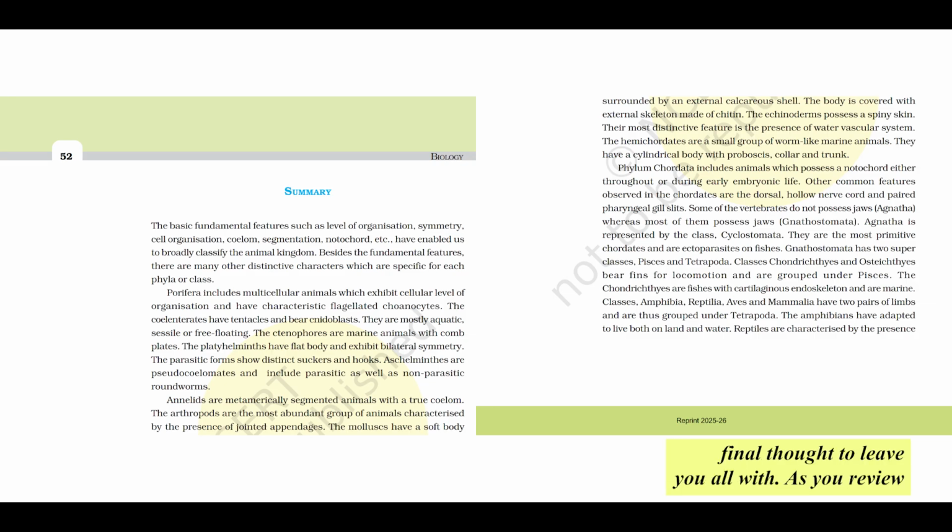Excellent advice. And one final thought to leave you all with. As you review this incredible, intricate hierarchy of life that we've explored today, consider how the evolution of each fundamental feature, from a simple cellular aggregate to complex organ systems, from asymmetry to bilateral symmetry, from acoelomates to coelomates, the development of segmentation, the notochord, the amniotic egg, how each step allowed animals to conquer increasingly diverse and challenging environments on our planet. Which of these many evolutionary innovations do you personally think was the most pivotal, the biggest game changer for the overall success and diversification of animal life on Earth? Something to ponder.